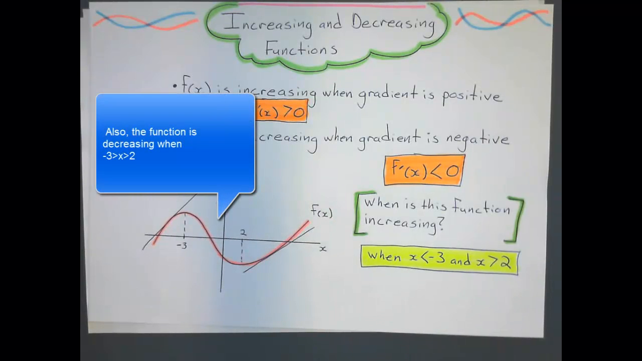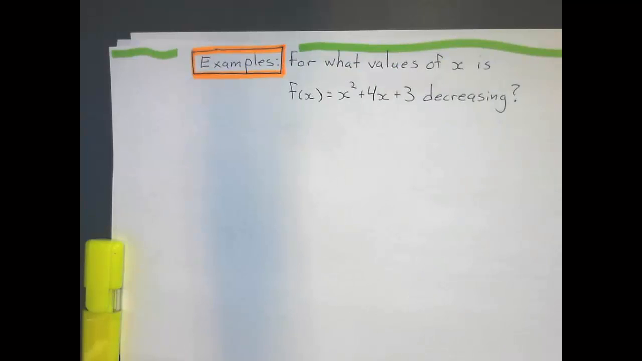What if we're not given the graph, we're just given the equation of the original function? For our first example, it says, for what values of x is this function decreasing? I don't have the picture of the graph, so I've got to do some calculus and look at the derivative of when it's decreasing. What does decreasing mean? The gradient function is less than 0.